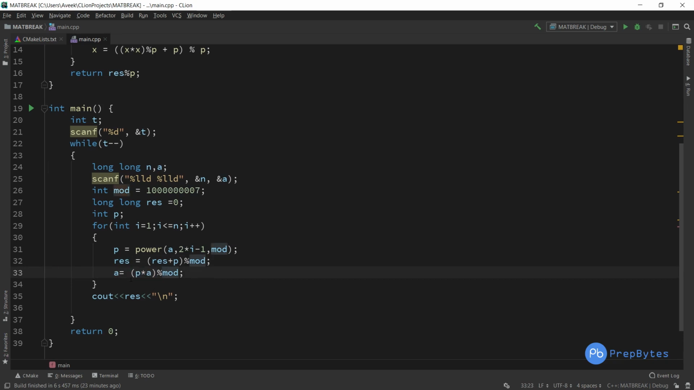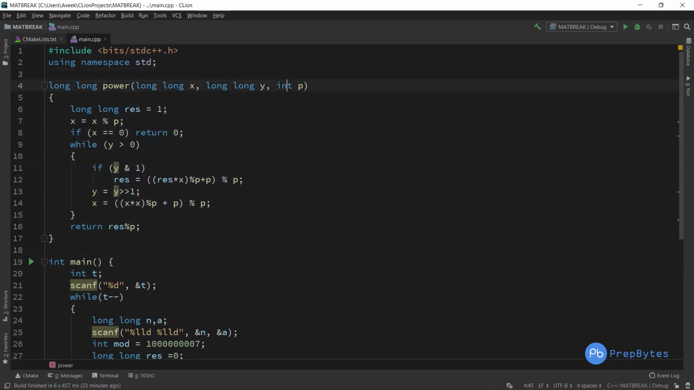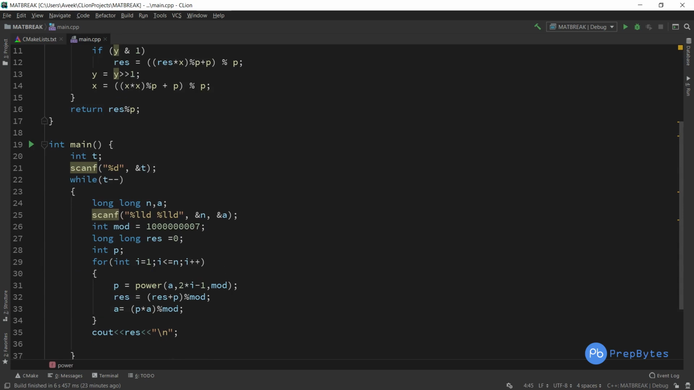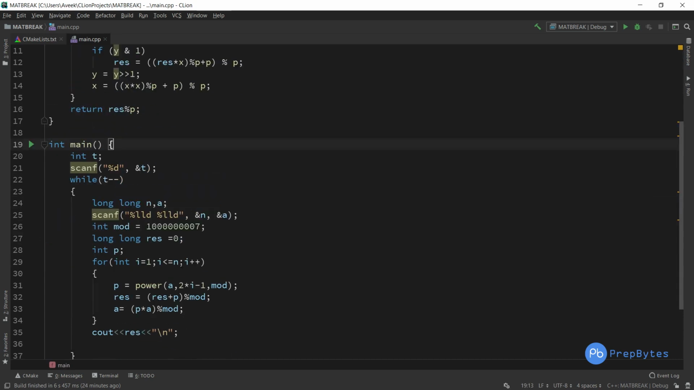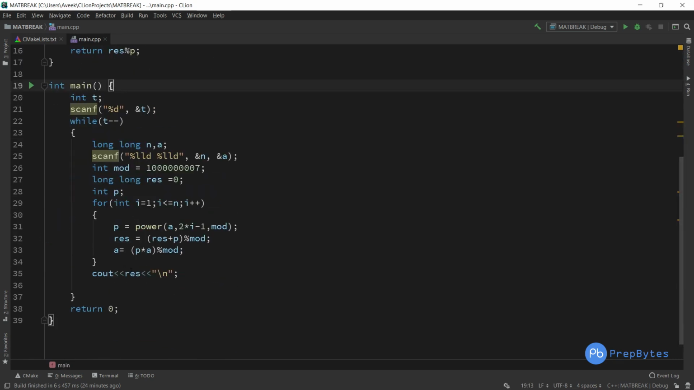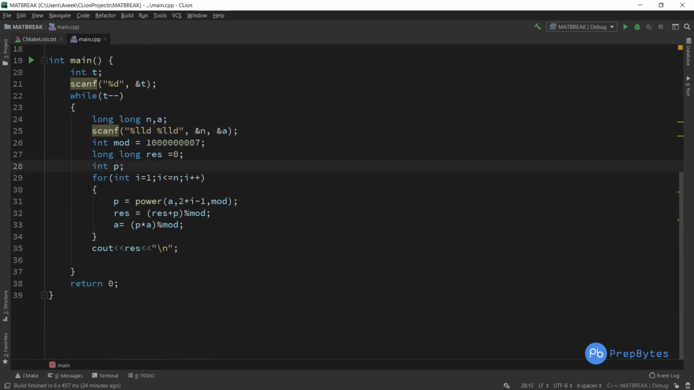And this power function is for calculating x to the power of y with mod p. All these values are explained. This is x, this is y, and this is p, and this is a logarithmic type function. And finally we will be printing the result. Since each and every value will be inside 10 to the power of 9 plus 7, an integer p is working. You can take a long p also and it will work as well. So that is a simple implementation for this question.